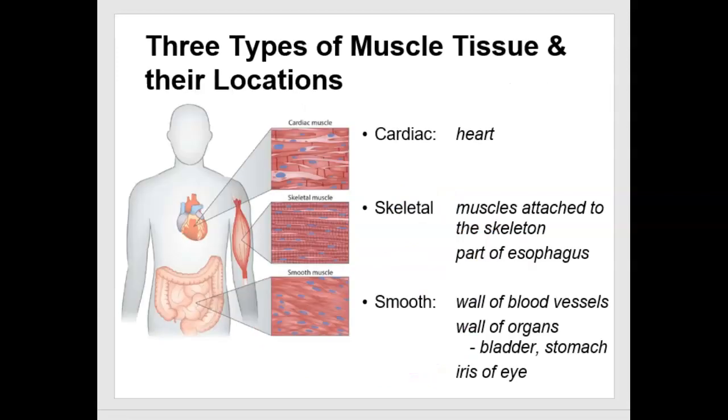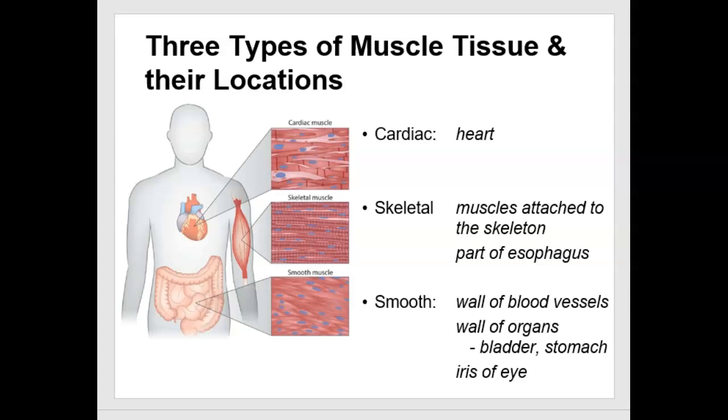There are three types of muscle tissue in our bodies: cardiac muscle, skeletal muscle, and smooth muscle. Cardiac muscle is what makes up our heart. Skeletal muscle tissue is located in the muscles that are attached to our bones, or the skeleton. We also find some skeletal muscle tissue in our esophagus, at least the first third of it.